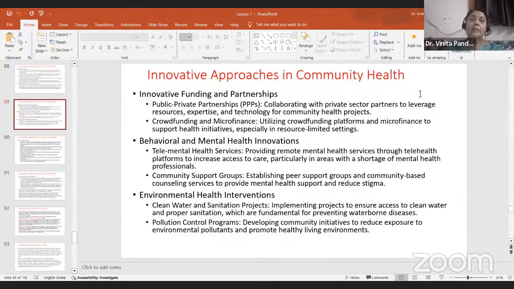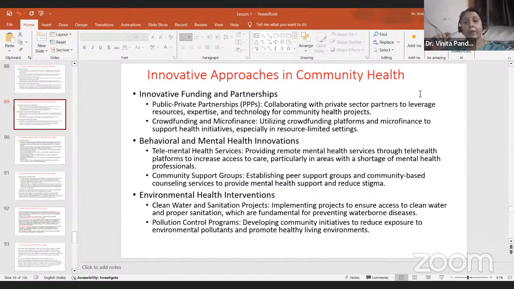So here there is a collaboration with private sector partners, because the private sector can have better technological outreach. So they will bring their expertise, and the public sector will bring their expertise. There is a merger of both expertise and we are able to perform better on the ground.